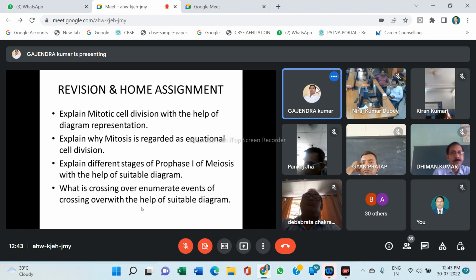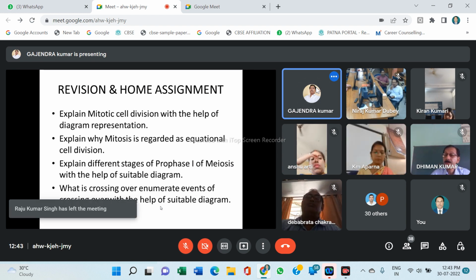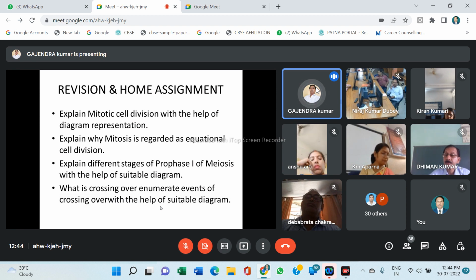Now, revision and home assignment. Explain mitotic cell division with the help of diagrammatic representation. Explain why mitosis is regarded as equational cell division. Explain different stages of prophase first of meiosis with the help of suitable diagram. Explain why meiosis first is reductional cell division. Explain why meiosis second is called equational cell division. Then explain what is crossing over. Enumerate events of crossing over with the help of suitable diagrams.